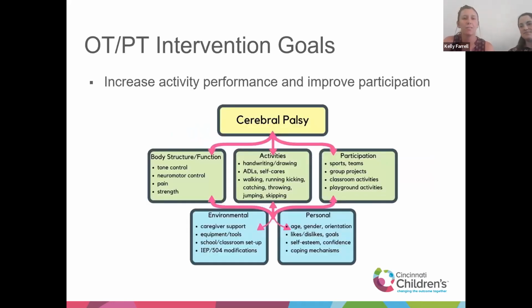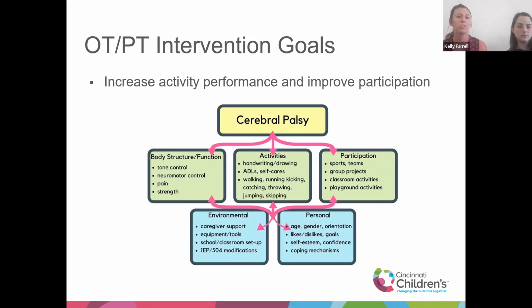So that was just a highlight of what we're doing at Cincinnati Children's, and we'll go into more detail about some of those interventions in a little bit. But always wanting to go back to this ICF model, I'm sure you guys will be sick of it at the end of this presentation, but I like this one specifically because we're taking that health condition of cerebral palsy and again, making it that whole picture of looking at those body structures. So their tone, their pain, their muscle control, their strength, those activities, handwriting, self-care, gross motor, walking, running.